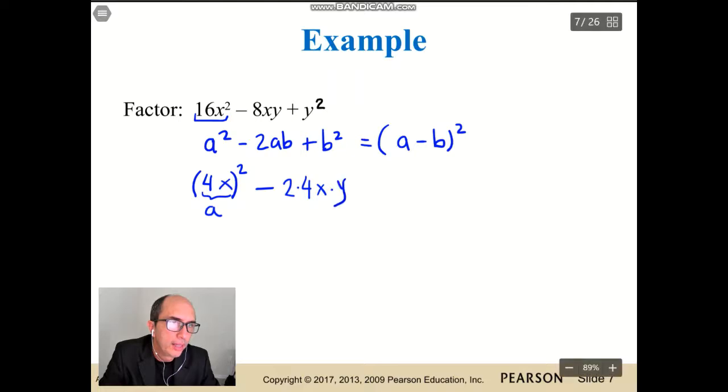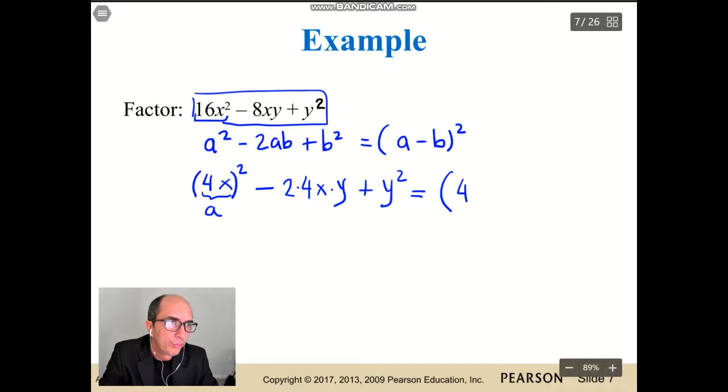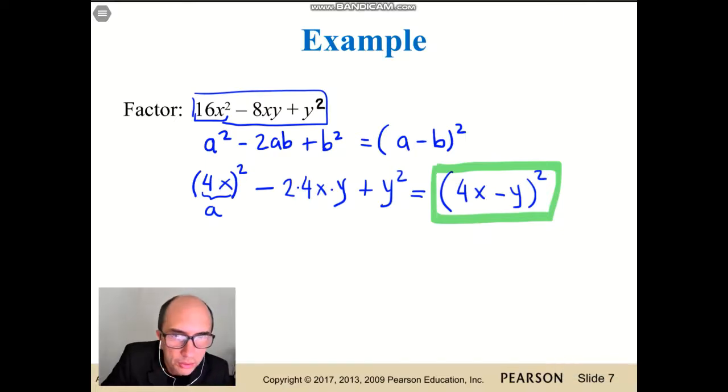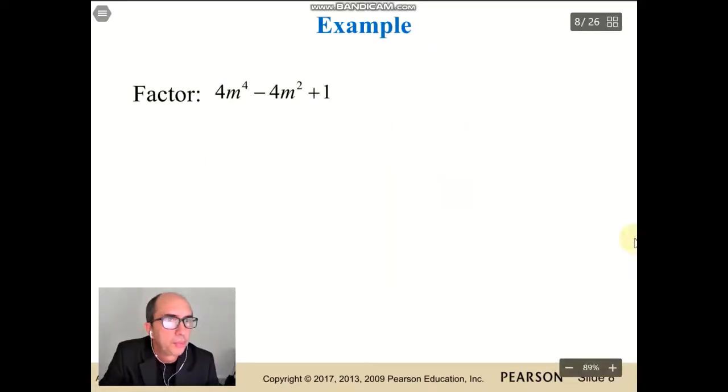Minus 2 times a, which is 4x, times y, that is 2 times 4, 8xy, and plus, and this is our b, so we have y squared. So it's the same thing as the original expression, and that means we can rewrite it as 4x minus y squared. This is the way we factor the original expression.